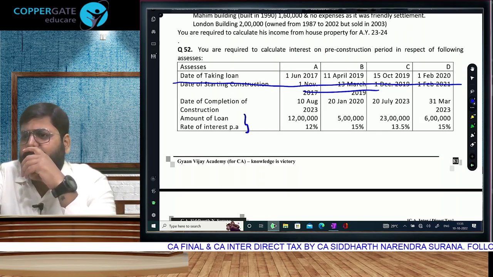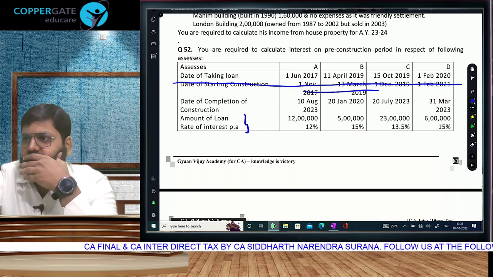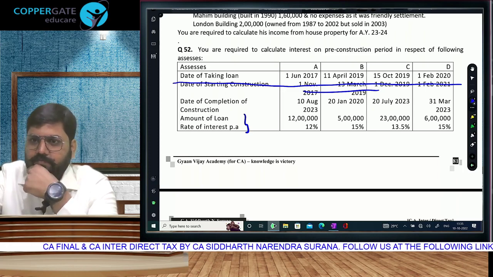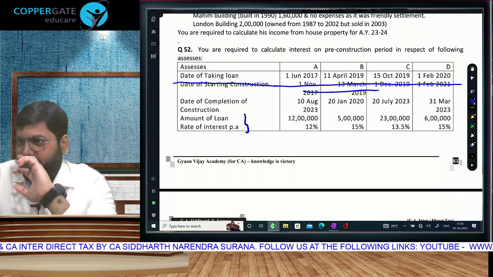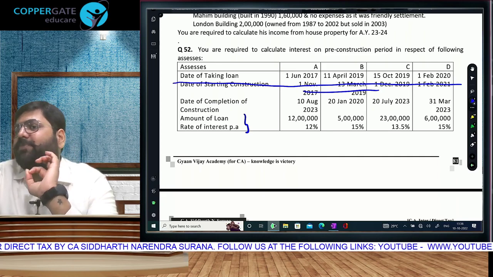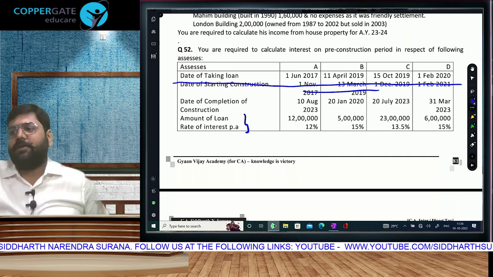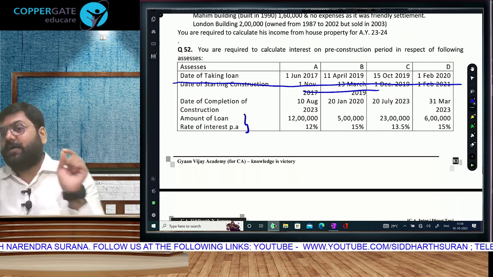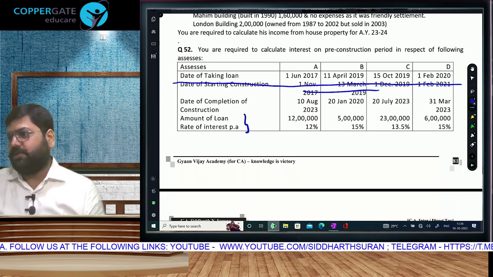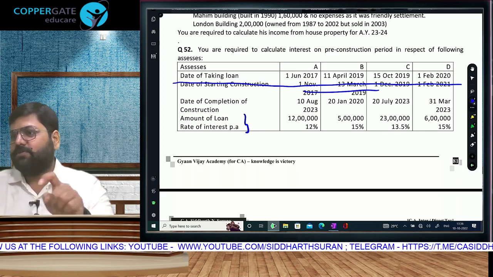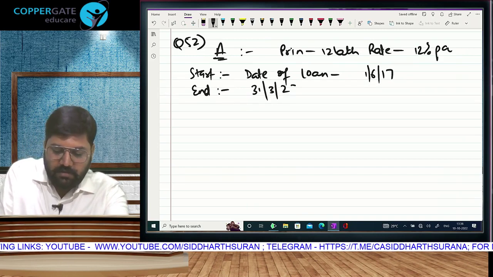This is the most important thing in the pre-construction interest discussion. Which 31st March? And what is the logic? See, the loan is not repaid. That means interest is getting due even today. The property got completed in the year 23-24. That means the 23-24 house property computation will take place, and the 23-24 deduction will be allowed from 1st of April. So till which date have we not received the deduction? Till 31st March before this year started. Accordingly, the end date is going to be 31st March 2023.